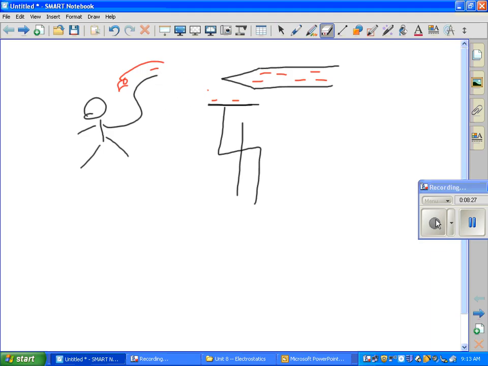You remove the wand. And what happened to the needle? It moved at an angle, and why did it do that now? It lost electrons now.